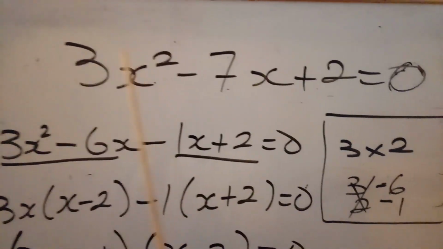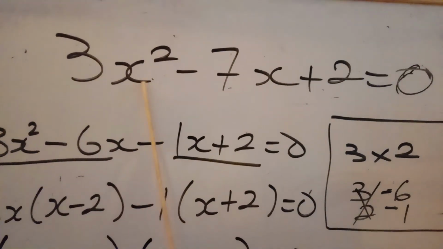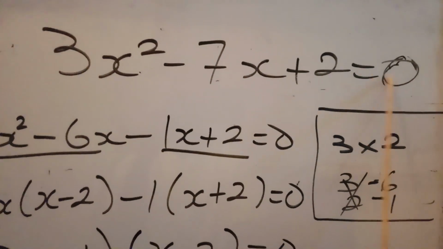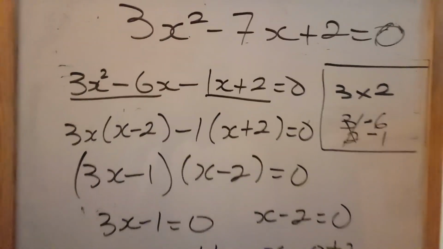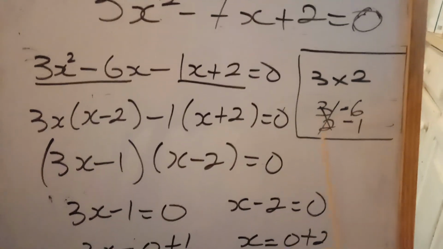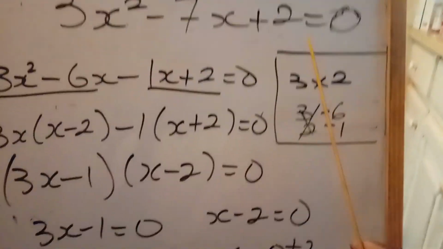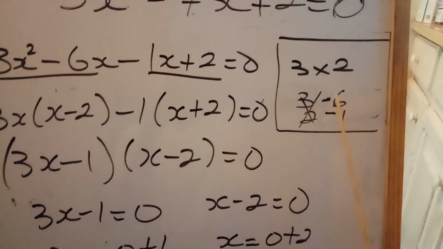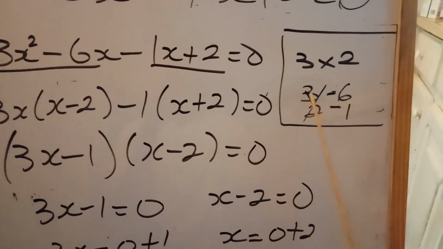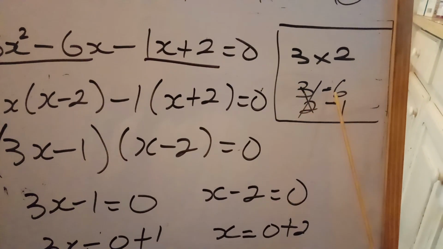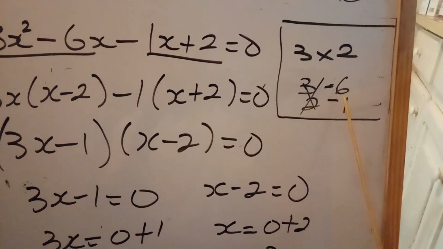Okay, so what about if you are given 3x squared minus 7x plus 2 is equal to 0, and we have been asked to solve it? So the first thing that I've done is we multiply the 3 times the 2, which will give you 6. Then we have 3 and 2 and negative 6 and negative 1.